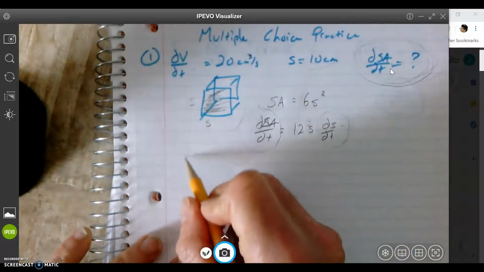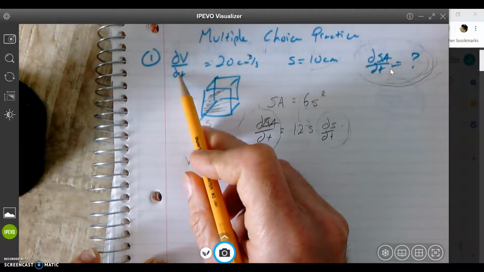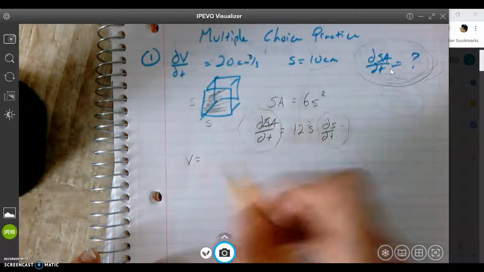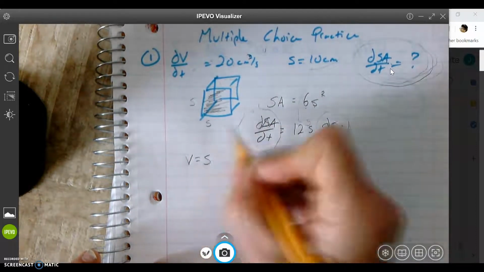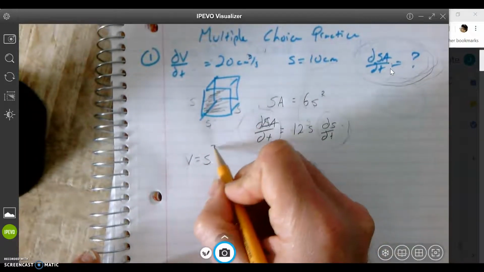Next, I need to get the volume first before I start messing with this. The volume of this is side times side times side, length times width times height, right? So that's side to the 3rd power.